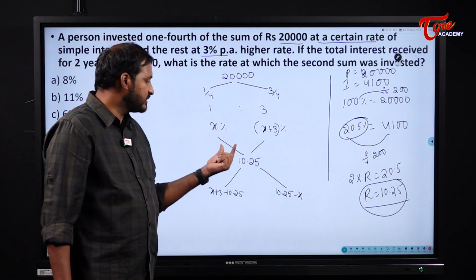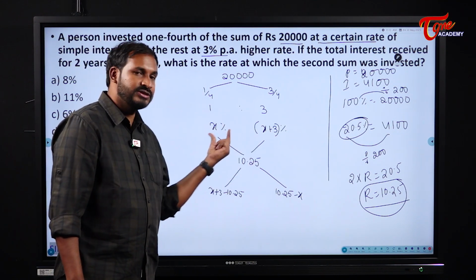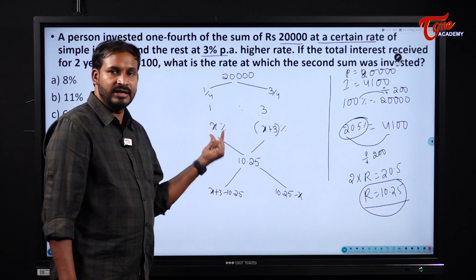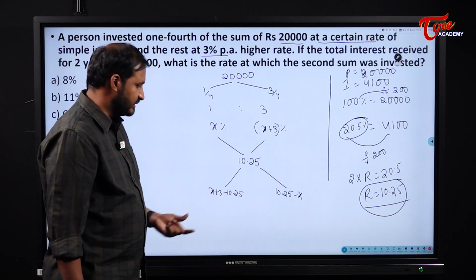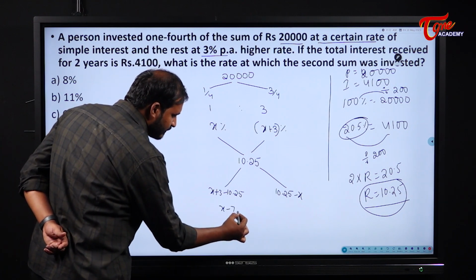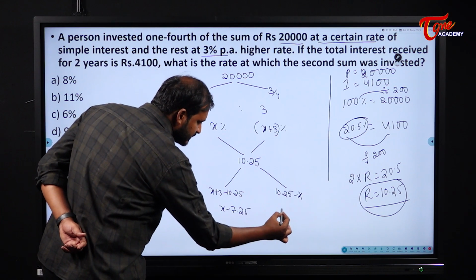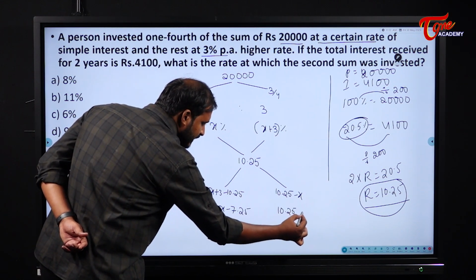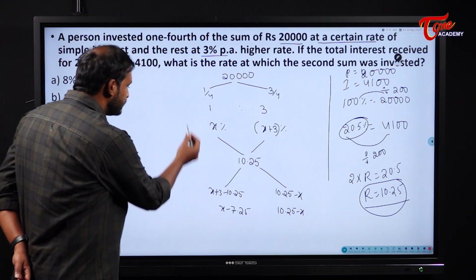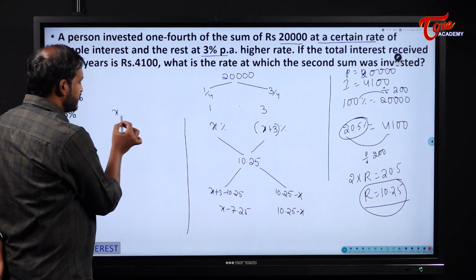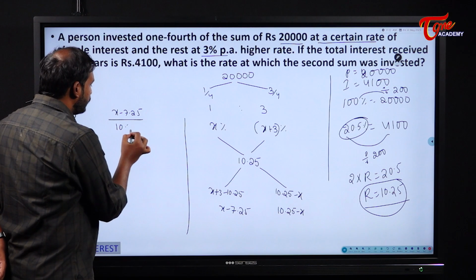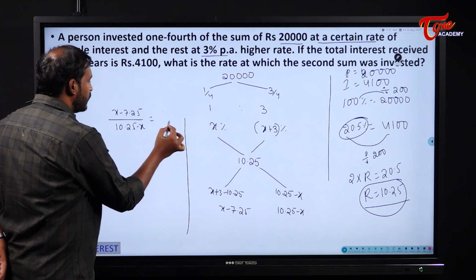You will understand why, because this value will always be between these two values. That means this value will be greater than this, and this value will be greater than this. That is the reason we are writing like this. So effectively this will become X minus 7.25 and this is 10.25 minus X. And the relation between these two should be 1:3, right? So you will write X minus 7.25 by 10.25 minus X is equal to 1/3.